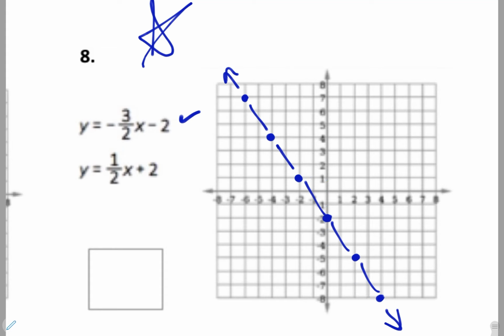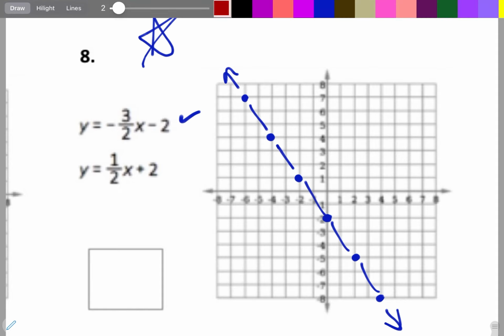Easy. Let's go ahead and graph the other one now. It's going to start at positive 2. Then it's going to go up 1 over 2. Up 1 over 2. Up 1 over 2. Down over 2. Easy money.